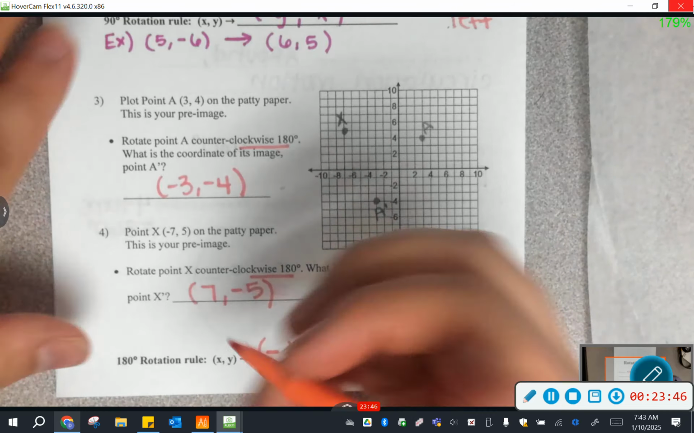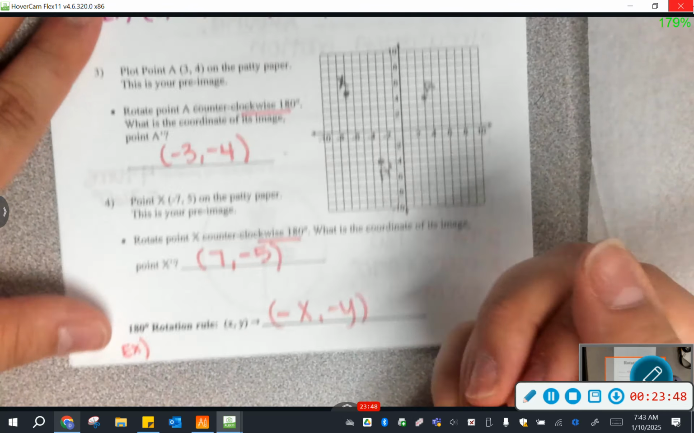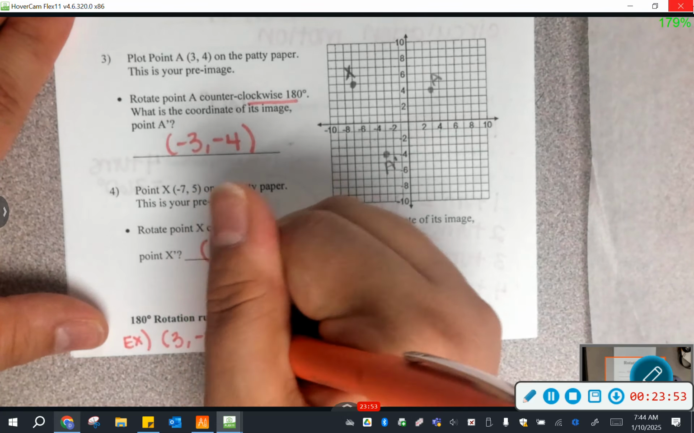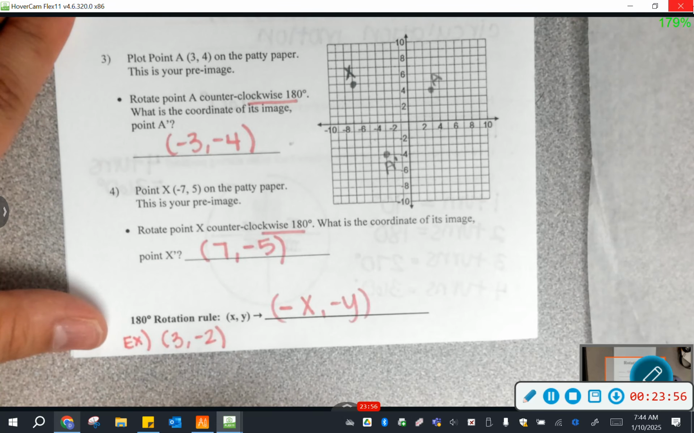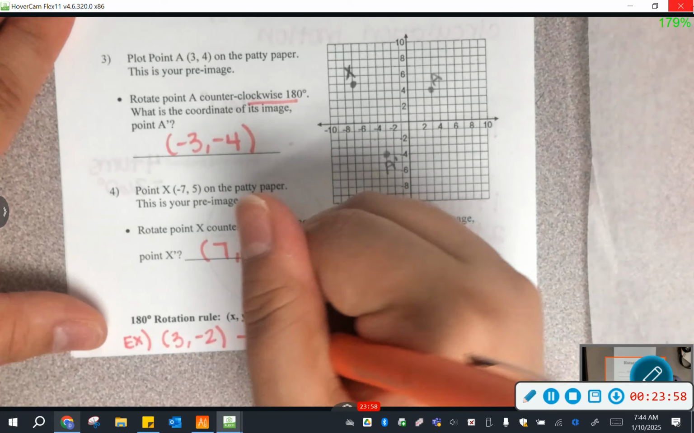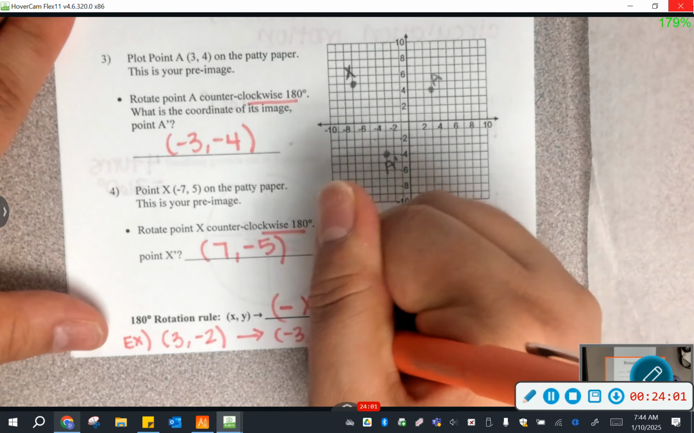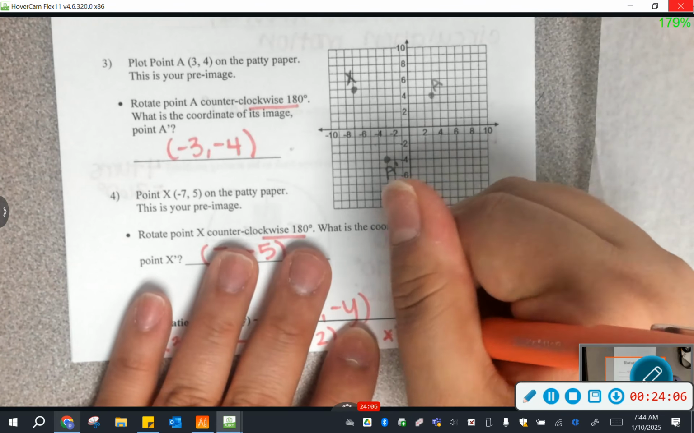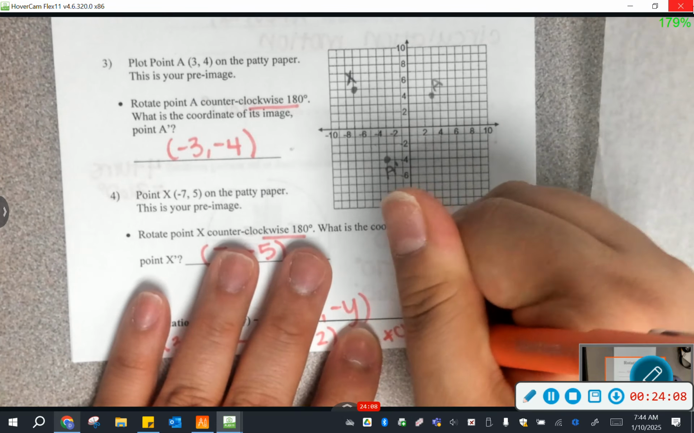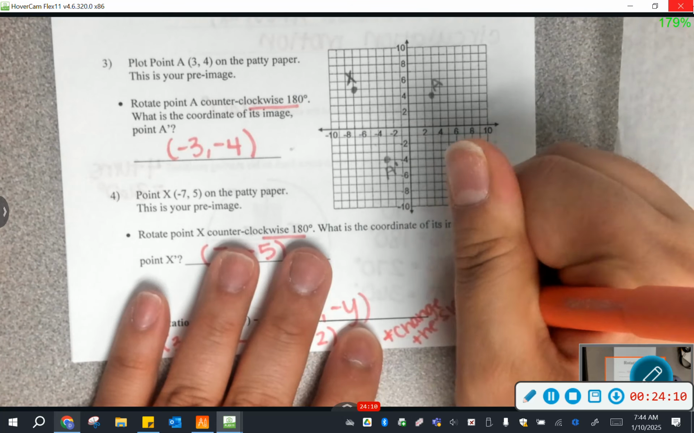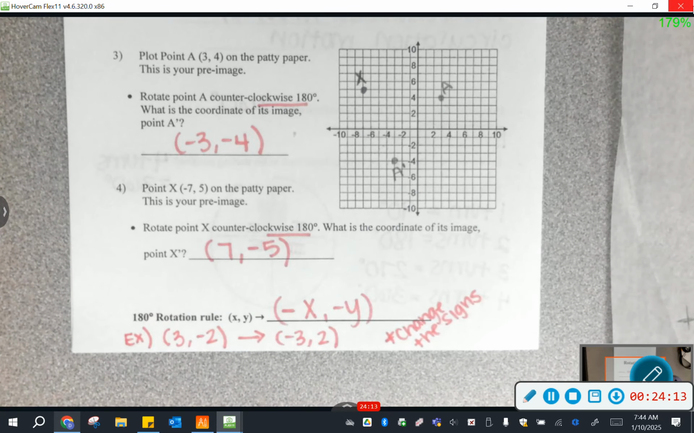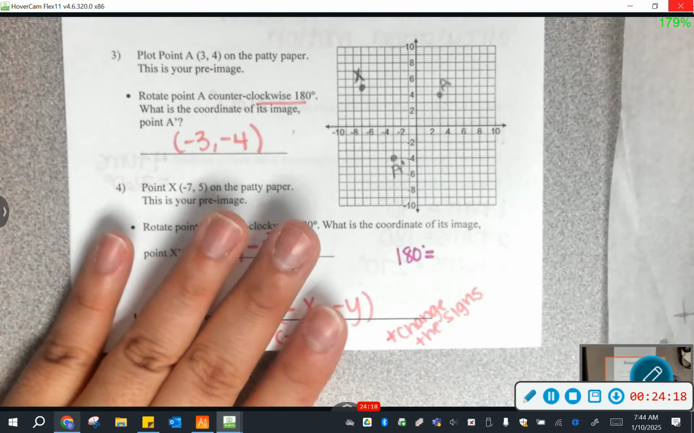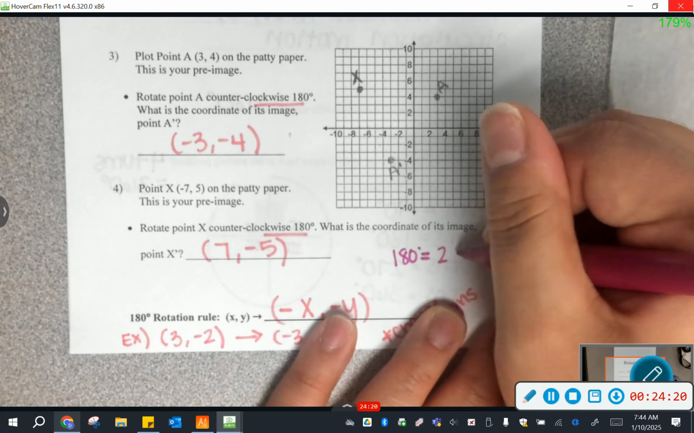So what if I had, let's do an example right here. What if I told you to rotate 3, negative 2, 180 degrees? It would be negative 3 and positive 2. You just change the signs. We like 180 degrees. And as a reminder, 180 degrees equals how many turns? 2 turns.